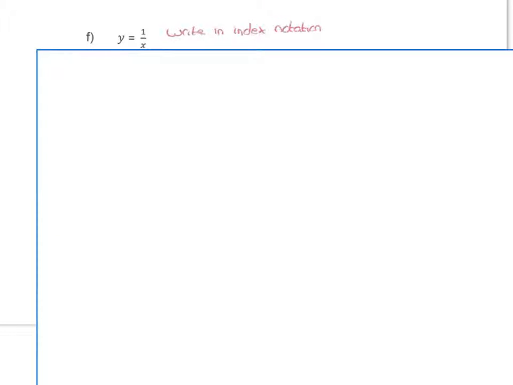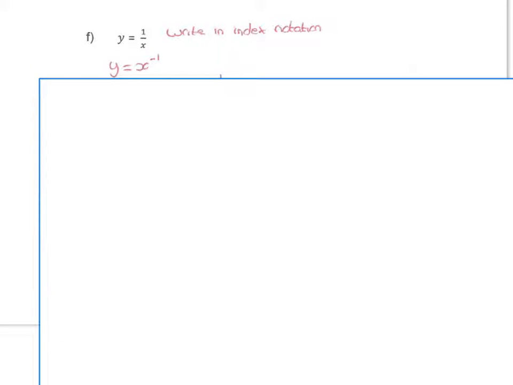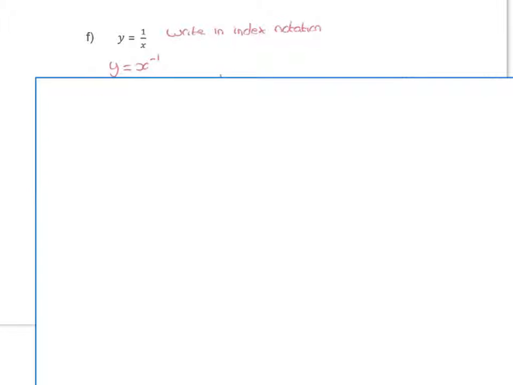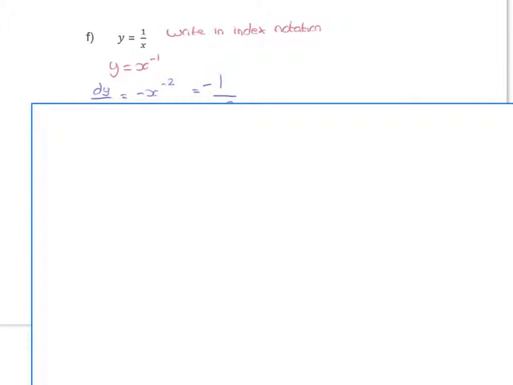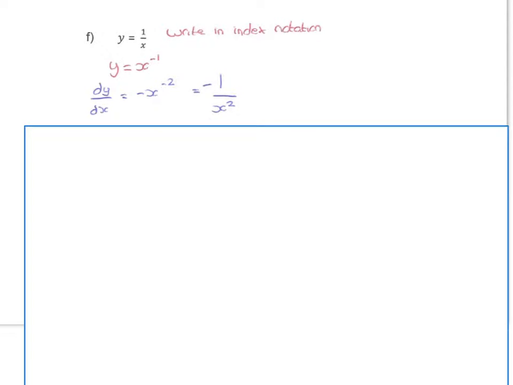Part F, again, we need to write into index notation. We don't want the x as a denominator in a fraction, so if it's ever trapped within a root or in a fraction, use your rules of indices and get it into index notation. So instead of writing it as 1 over x, we can write that as y equals x to the minus 1. So now we have it in a format that we can differentiate. Let's go ahead and do that. So dy by dx should equal minus x to the power of minus 2. Again, watch out for the negatives. Minus 1 take away 1 is minus 2. And tidying that up, we would get minus 1 over x squared.